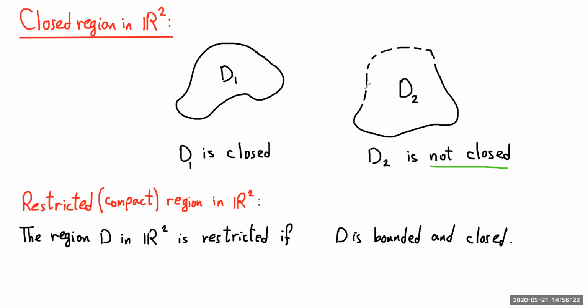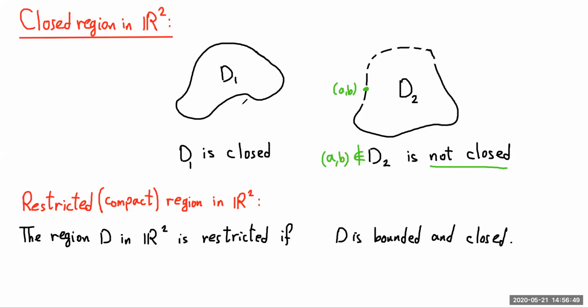Let's call this point AB. The point AB is a boundary point, and it doesn't exist in D2. So AB is not in D2, so the set D2 is not closed. But here the set D1 is closed because it contains all the points around this set.